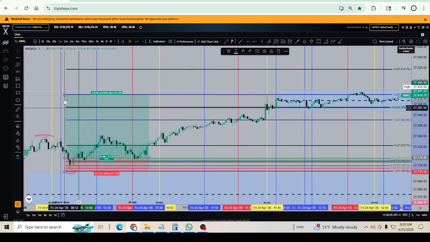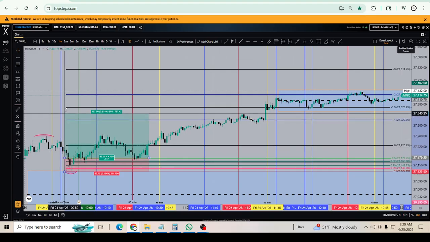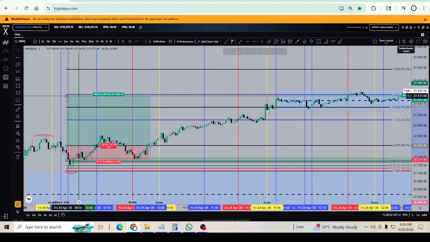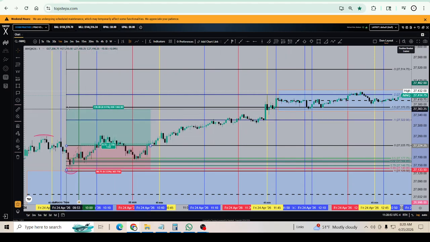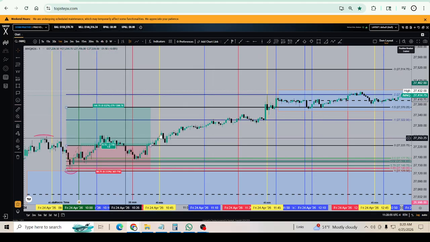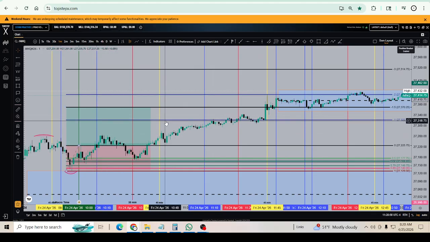So a 1-to-1 risk reward would have been your first standard deviation. You have 1.5, and then you have 2. And some people teach go for a 1-to-1. Why? Because it's going to be more likely to reach the 1-to-1 than it is to reach the 1-to-2. You can go for 1 to 1.5 standard deviation. That just decreases your odds.